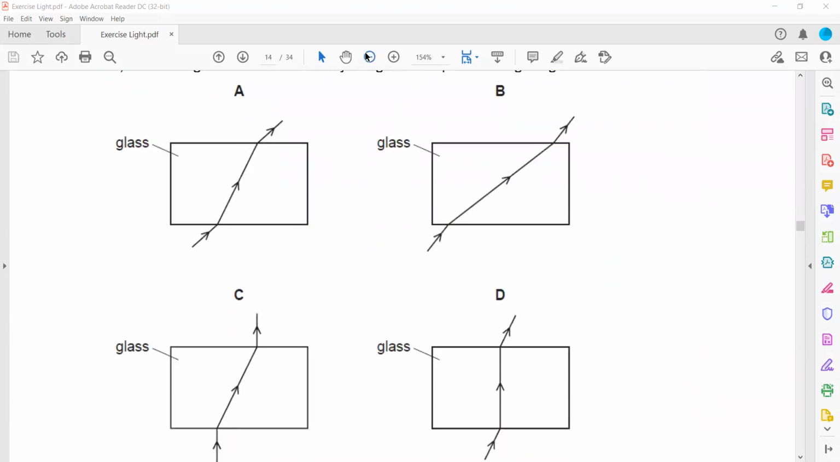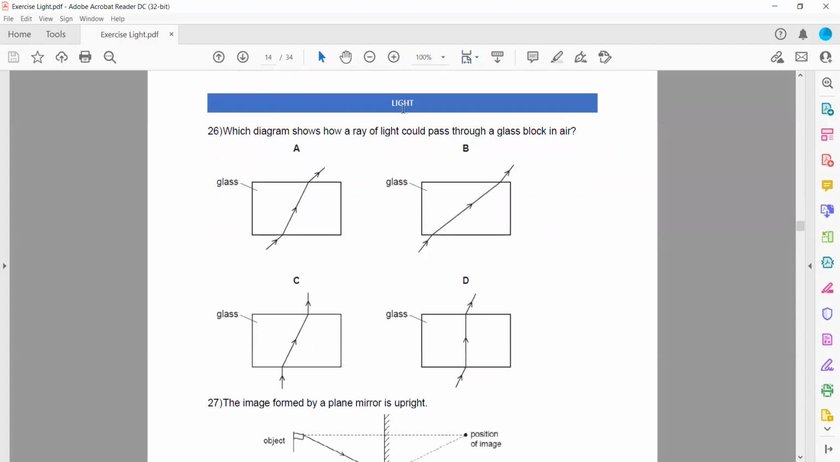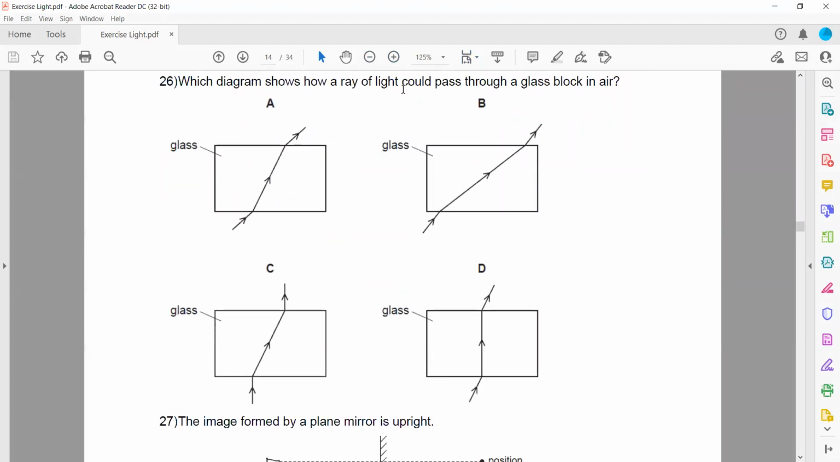Now, in question 26, which diagram shows how a ray of light could pass through a glass block? When we draw the normal, moving from air to glass, it bends towards the normal, and moving from glass to air, it should bend away from the normal. So A is the right answer.